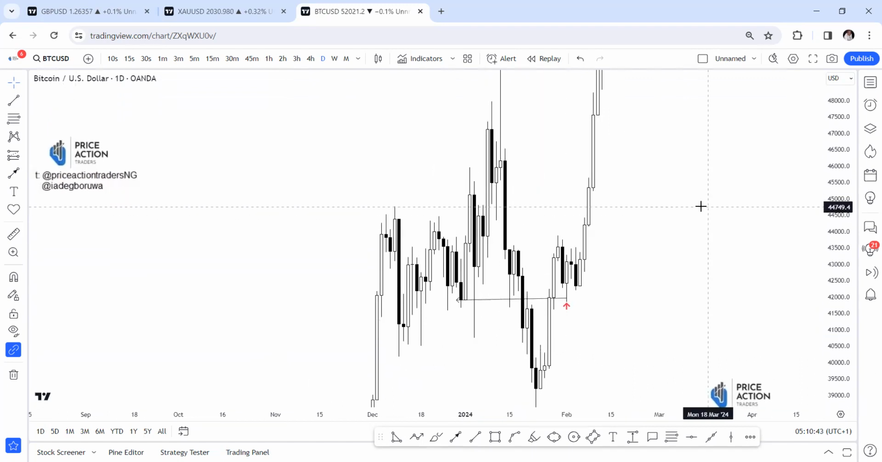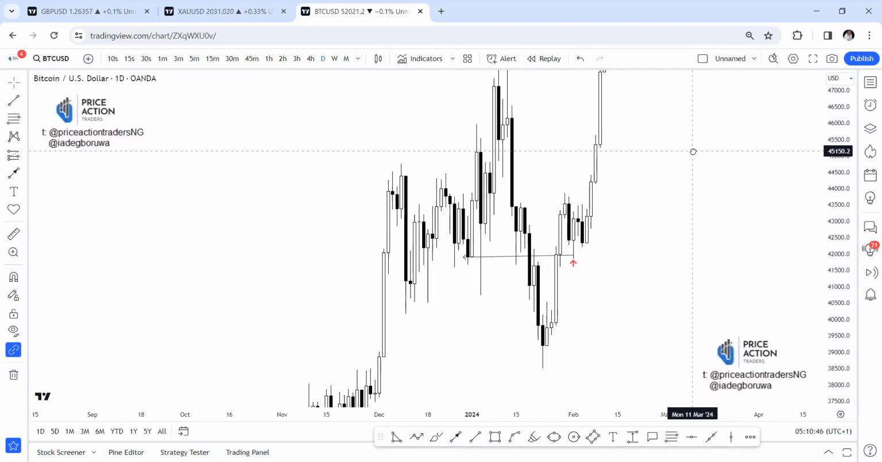Then you can have several fresh levels in a particular area, and you'll be confused which one to take. That will be in my next video. I'm going to discuss which SNR levels to take among multiple fresh SNR levels, how you identify the fresh one that is potential, that is significant for price, which price will take and ignore the rest, and what is behind those fresh levels. So we'll talk about that in my next video.